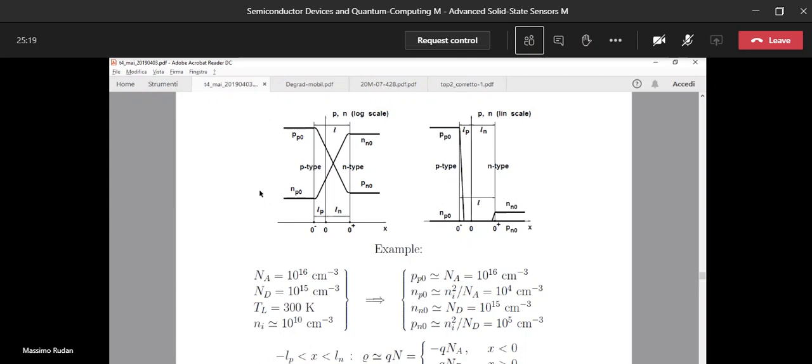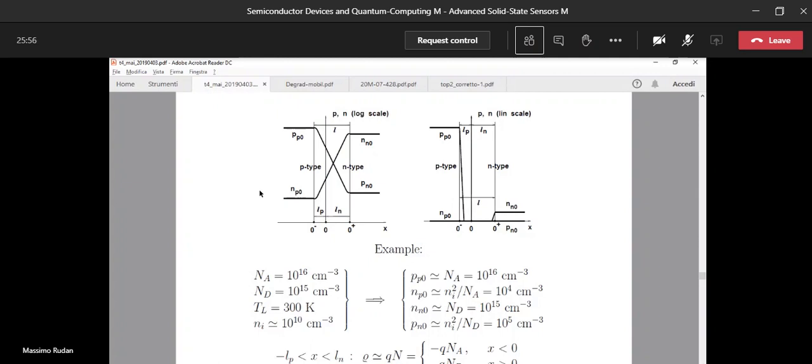So who is contributing to the charge density in the space charge region? The only possible contributions come from the charges that cannot move. And those are the charges associated to the positively ionized donor atoms and to the negatively ionized acceptor atoms, okay? So where are they? In the abrupt junction, the donor atoms are on the right of the origin.